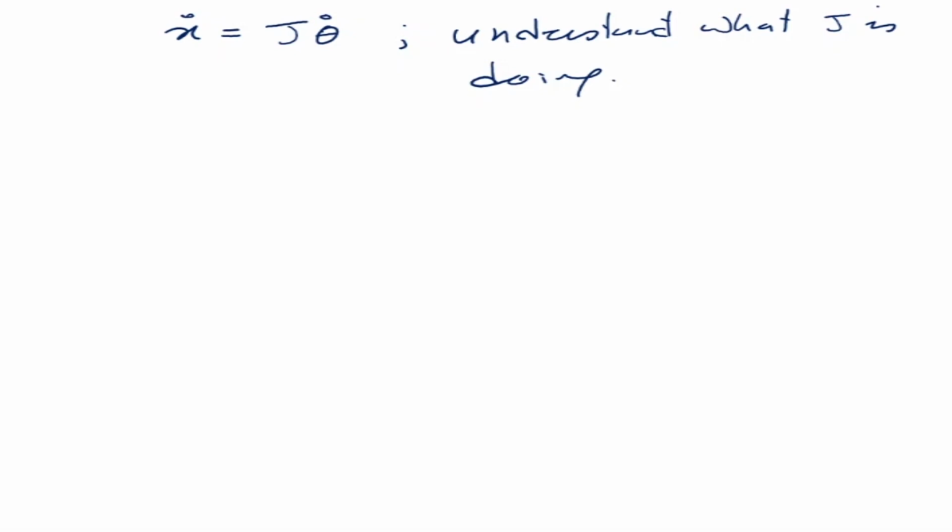What we're trying to do is look at this equation x dot is equal to J into theta dot. We're trying to understand what J is doing. Now this is similar to this equation you would have studied, y is equal to Ax. So the same question comes, what is A doing? Let us try and understand this as a mechanism of a linear operator.